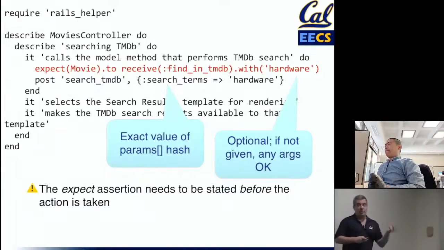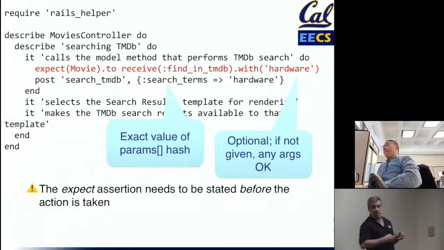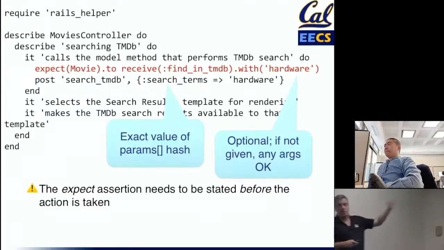This find in TMDB method doesn't actually do anything, right? The only thing it does in this test case is verify that it got called or not. There's no functionality in there. In fact, I'll go you one better. Even if this method did exist, so now imagine that it's two weeks later, and some other developer on the team has actually coded the real find in TMDB method in the movie class. This test case is still going to stub it out.